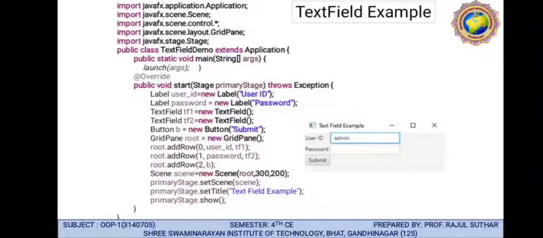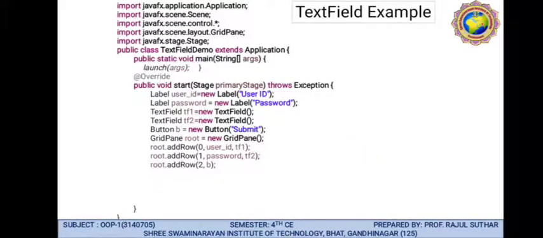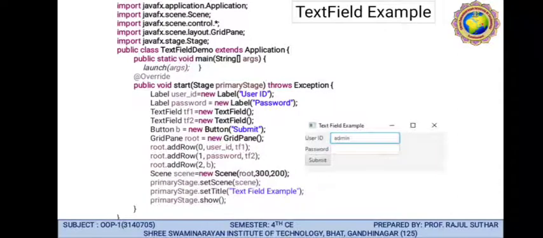So this type of output will be generated for the text field. This is the title, then the user ID is written using a label. We are using labels, so the user ID and password are not editable text. But if you want to enter text, you require the text field. So here admin is written in the text field, and you have to write the password in this second text field.